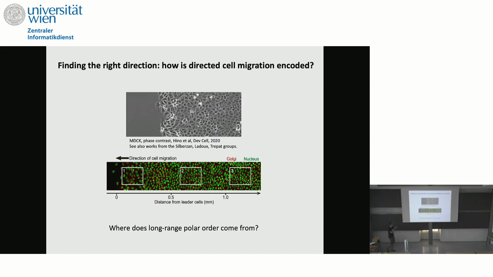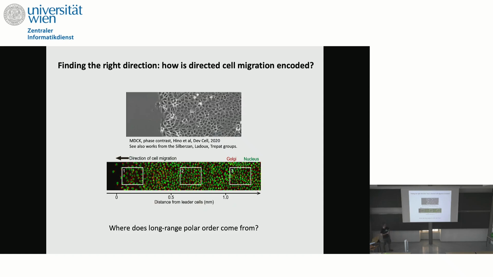If you recast this in a language that might be familiar to statistical physicists, it's surprising because it's a 2D system and it has long range order. You have a polar 2D system that seems to show order over distances of millimeters, which is always a little bit surprising.